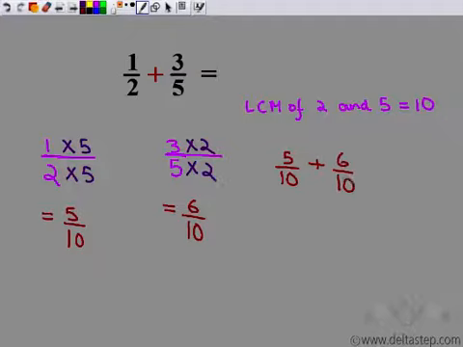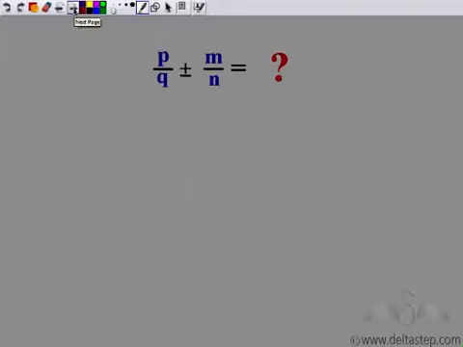Now how do I add these? The denominator is the same, and I just need to add the numerators, which is 5 plus 6, which gives me 11. So one way to add rational numbers with different denominators is you take the LCM, make the denominators the same and add. Or what you can do is, let's say these are the two rational numbers with different denominators.